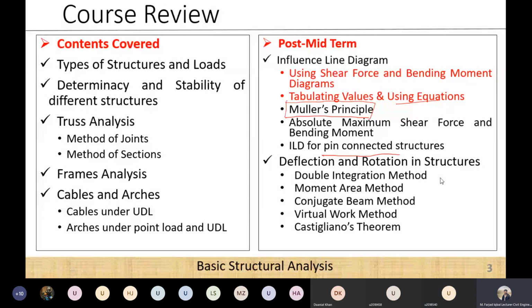So the next, in the rotation and deflection, we'll be studying method of integration or double integration, moment area, conjugate beam, virtual work method, and Castigliano's theorem. So this is the content that we will be covering after midterm. It doesn't look too much, and I hope it will be easy for you.